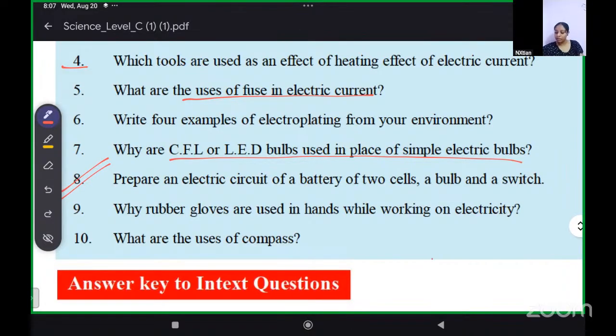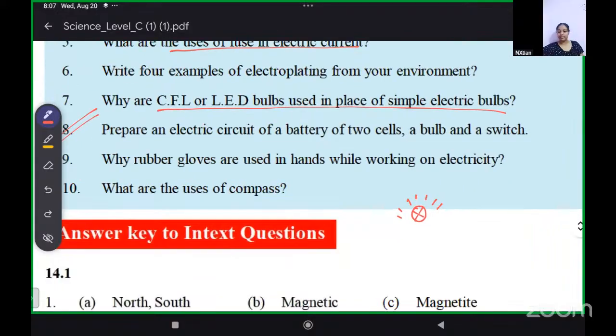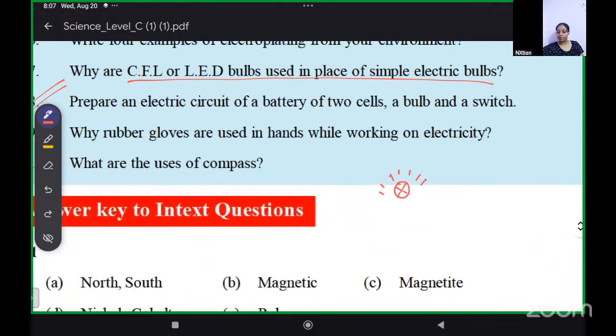Then with your bulb, Abraham, you can do like this. It means that in a closed circuit, the bulb will light up. So you can show light like this. You can also color the bulb yellow, so that it is shown that it has lit up.